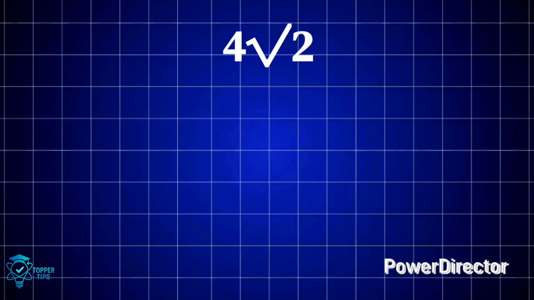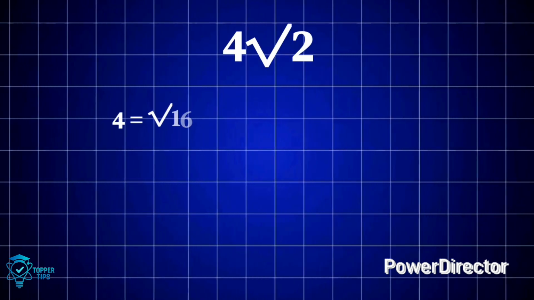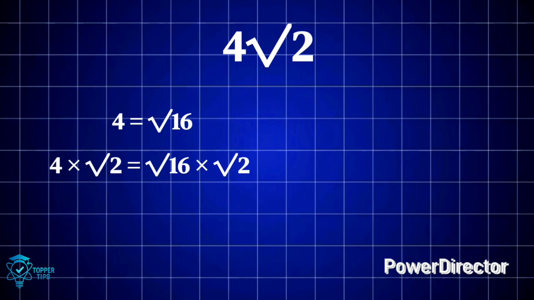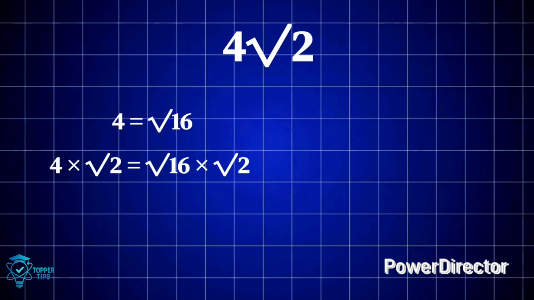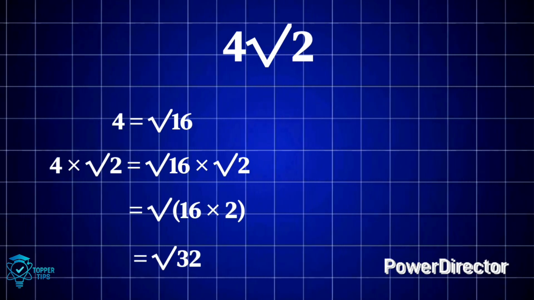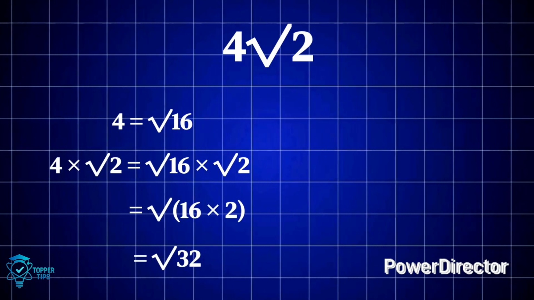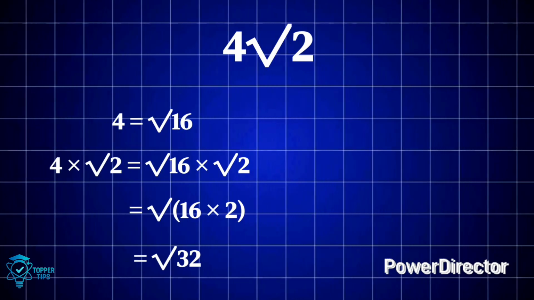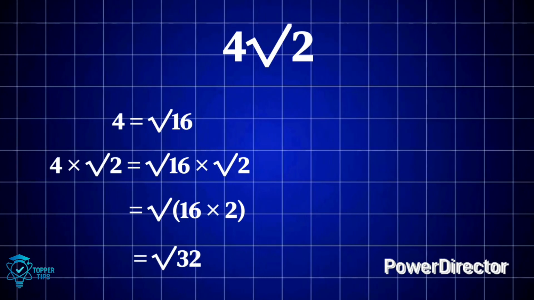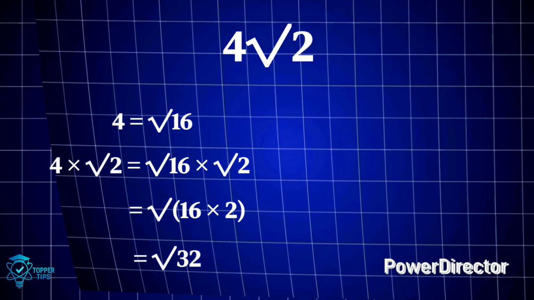First, let's tweak 4 square root 2 a bit. Notice that 4 equals the square root of 16, so 4 square root 2 equals the square root of 16 times the square root of 2. Square root of 16 times 2 equals square root of 32. Same number, just a cooler outfit. So proving 4 square root 2 is irrational is the same as proving square root 32 is irrational. Let's roll with that. Here's where the fun starts.